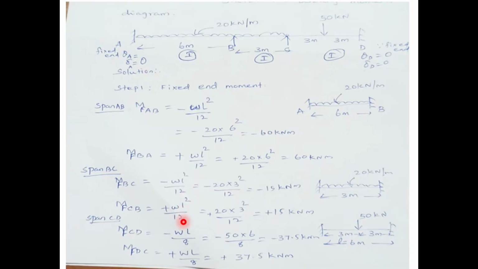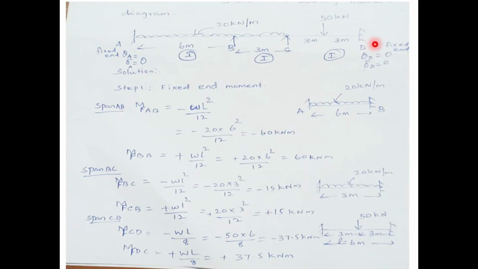W is 20 kilonewton per meter. Here L is equal to 3 meters. BC member has a span of 3 meters. So substitute those values, you will get M of BC is minus 15 kilonewton meter, M of CB is plus 15 kilonewton meter. Now consider the next member, that is CD.